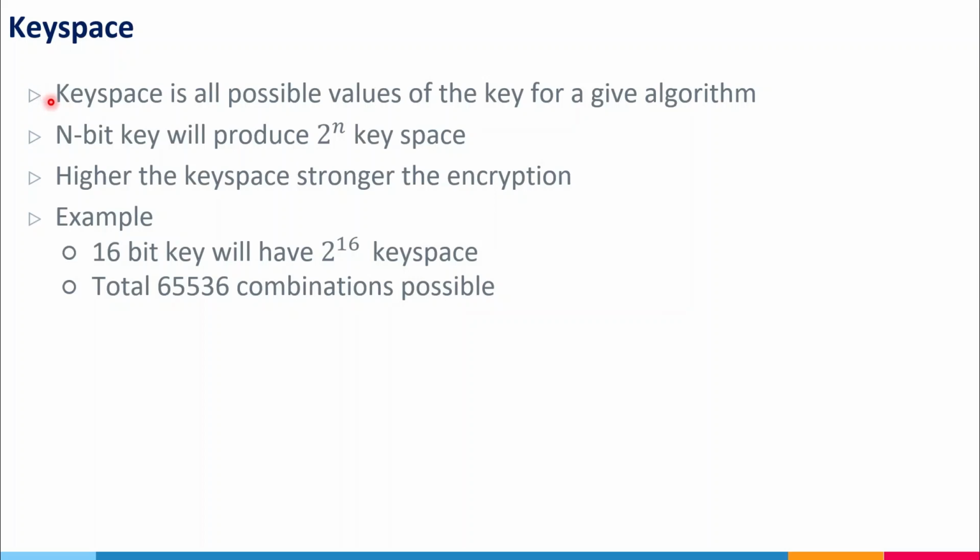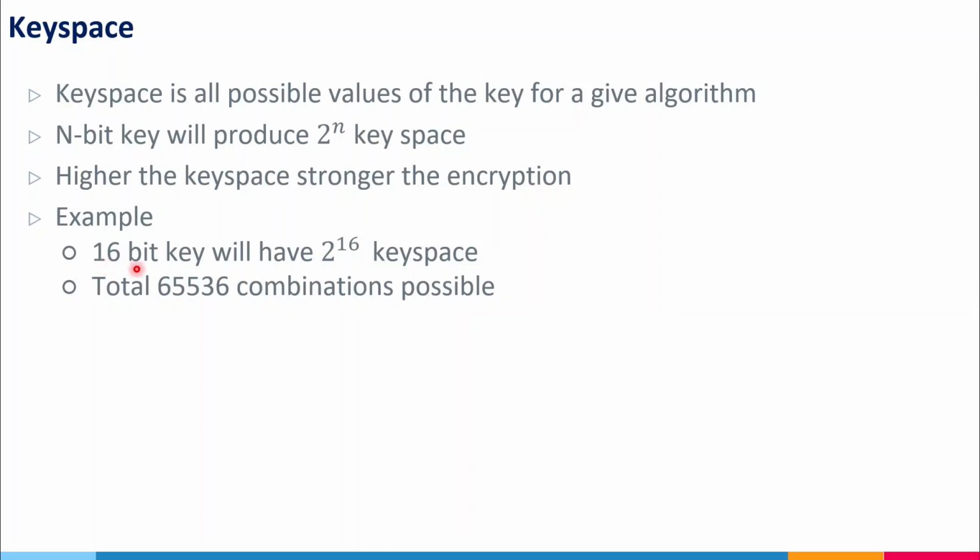Now let's understand the importance of key space. Key space is all possible values of the key for a given algorithm. Suppose you have a 10 length string. What could be the possible values for those 10 characters? In how many ways can you arrange and create keys? That is the key space. For example, an n-bit key will produce 2 to the power n key space. So if the length of the key is n bits, it will produce 2 to the power n combinations of the key. The higher the key space, the stronger the encryption.